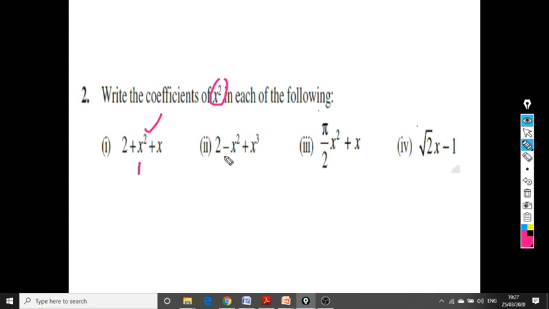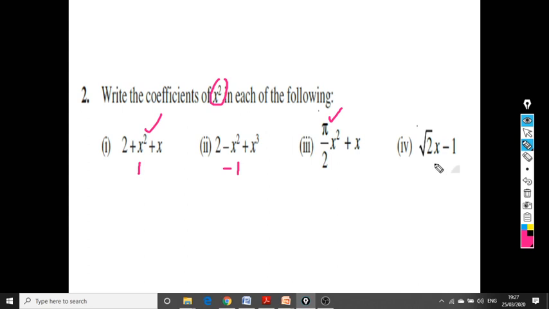Here in the second case, this is 2 minus x square plus x cube. In this case, the coefficient of x square is minus 1. In the third case, it is pi by 2 x square plus x, and the coefficient of x square is pi by 2. Fourth case, you will not see any x square here.